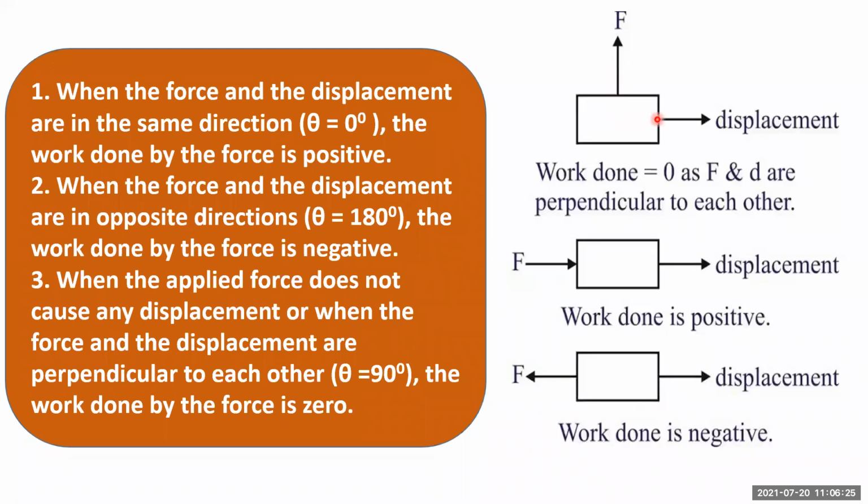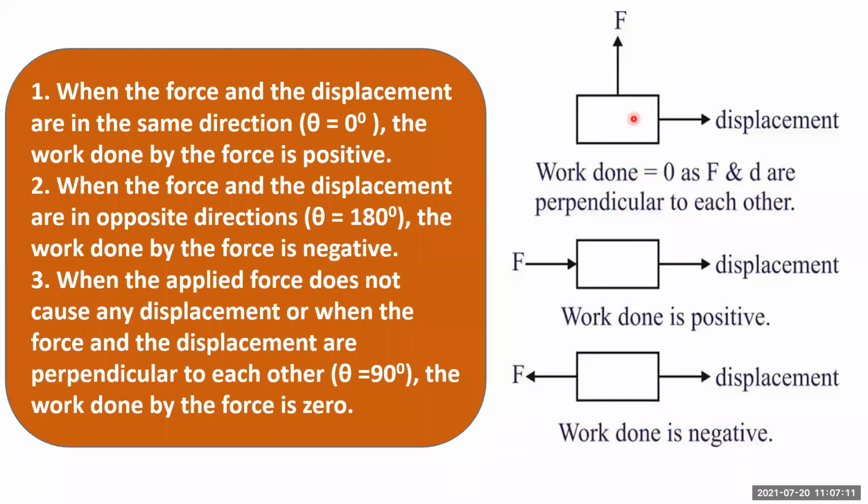Another way the work done is 0 is if displacement does not occur, then work is not done. Or if the force is 0, if you don't apply a force, work cannot be done. So there are three cases which show the work done is 0. First, if displacement is 0, the work done is 0. If the force is 0, work done is 0. If there is a force and displacement, but they are at 90 degrees to each other, then also work done is 0. As F and d are perpendicular to each other, work done is 0.